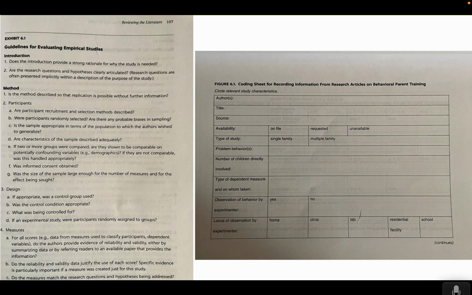So this is just kind of a structured questionnaire to make sure that you're asking questions that will get you to think critically about the information you're consuming from each source that you get. And over on the right is a coding sheet for recording information from research articles. This one is specifically tailored to a study on behavioral parent training, but you could revise this sort of structured coding sheet any way you wanted to fit your topic. So it's just getting you to look at the specific details of a research article that you can record and organize in this way.